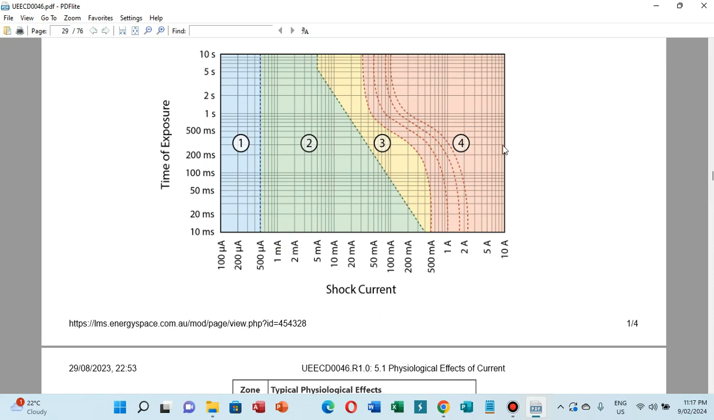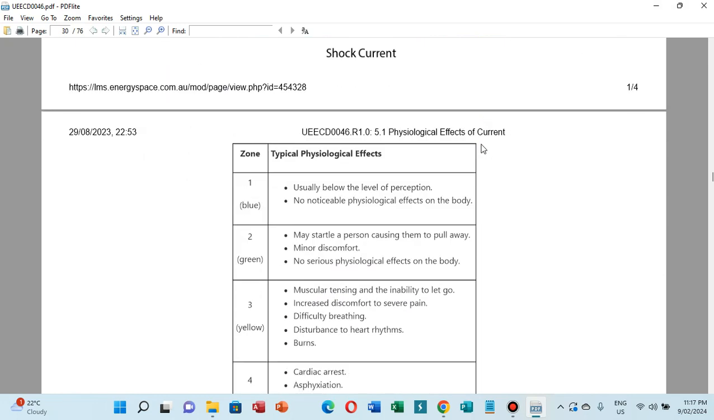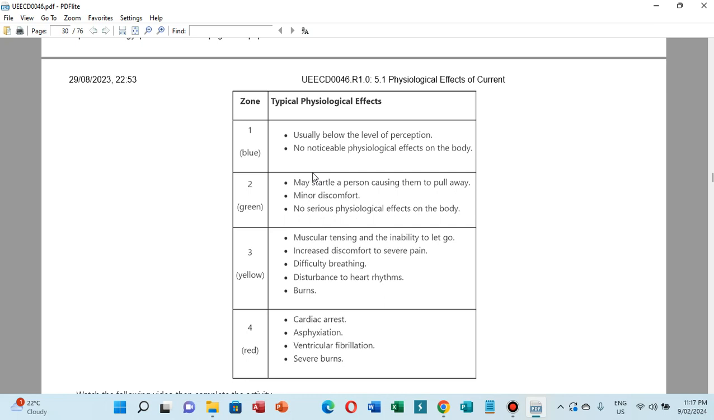So that red region, when the amount of electrical current is high, is passing through the body for a long time, the person can be killed. So this red region is a dangerous region. Red region, dangerous region. So you also see the physiological effect of electrical current.